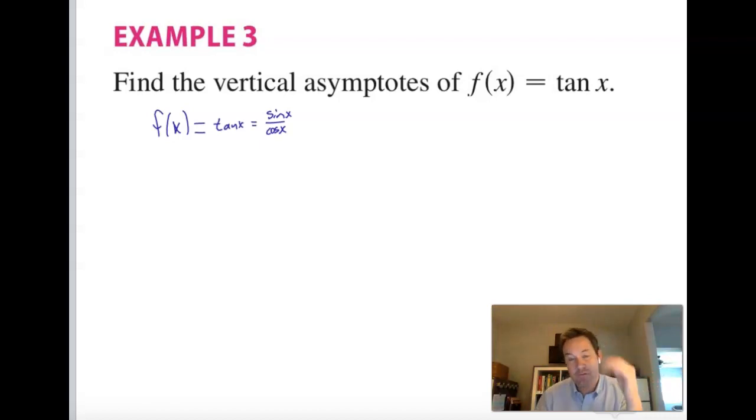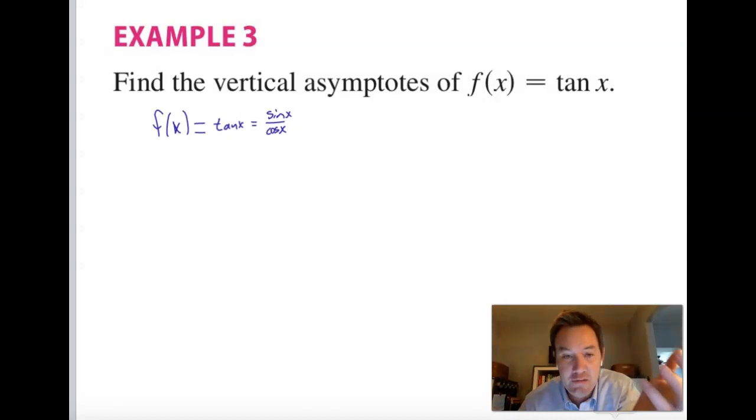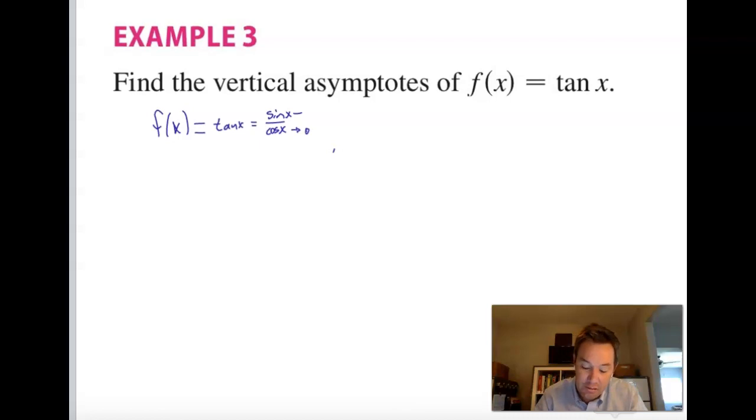And so you end up with a vertical asymptote when you have an infinite limit. And that's going to happen when cosine approaches 0 while sine approaches some other non-zero constant. And actually it'll be sine approaching 1. Okay? And the reason it happens like that is because think about what dividing by a small number does.